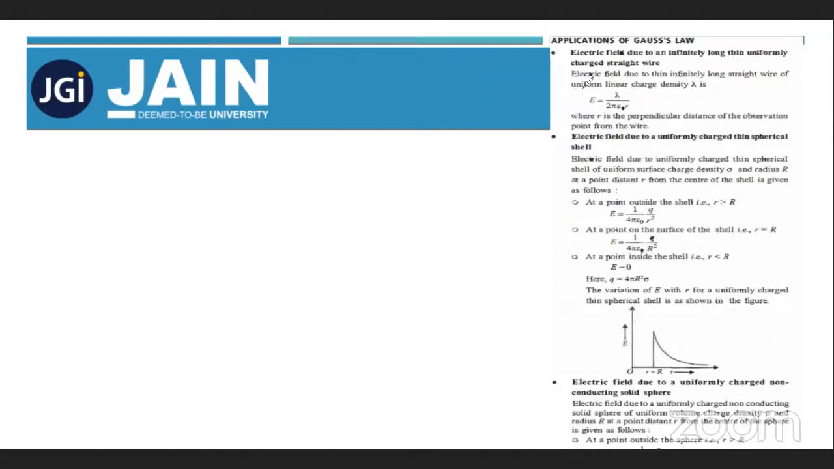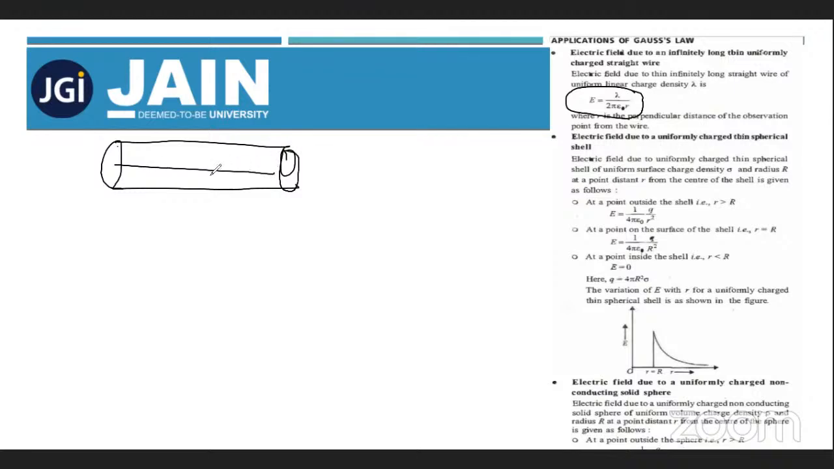Electric field E is equal to lambda by 2 pi r epsilon naught. It's simple: if I'm talking about an infinitely long line, what do we draw? We draw a cylindrical shape here. This is basically a Gaussian surface. Imagine that the length of this cylinder is L.